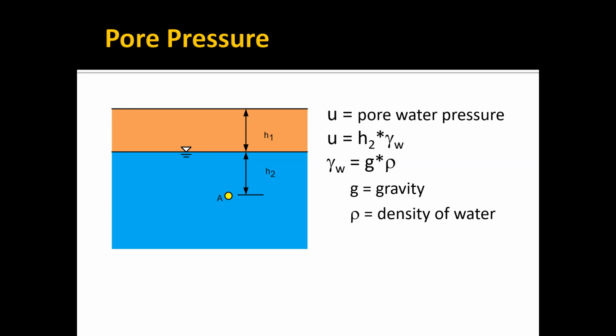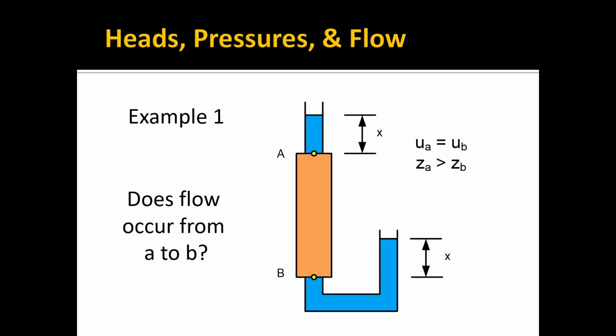Let me go to the next slide. Let's look at this particular example. We have a column of soil. Suppose you had a pipe in the laboratory, filled it with soil. Then on top of that, at point A, we have what we call a standpipe attached, and we fill that with water up to a distance of x. Then down at the bottom, we have another pipe where water is filled up to a height of x above point B. So there's water continuously through this pipe.